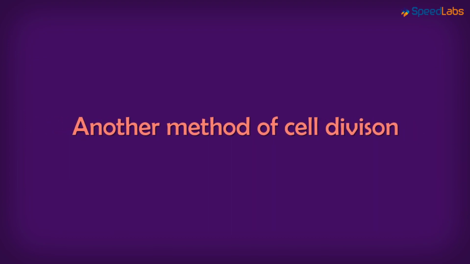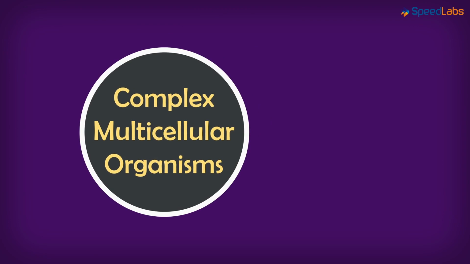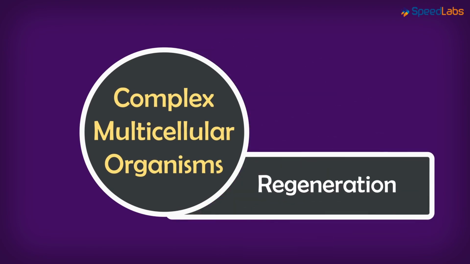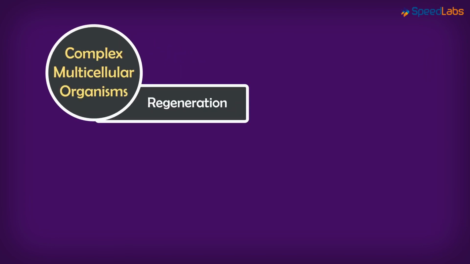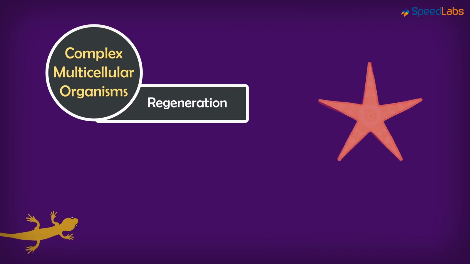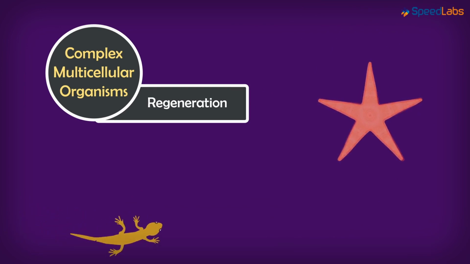However, quite similar to this, there is another method of cell division which takes place in complex organisms. Do you know what it is called? Regeneration. And what do you think is the meaning of this term? Have a look at the word. Regenerate are the two parts of this term. In this process, organisms like lizards and starfish regenerate their lost body parts.